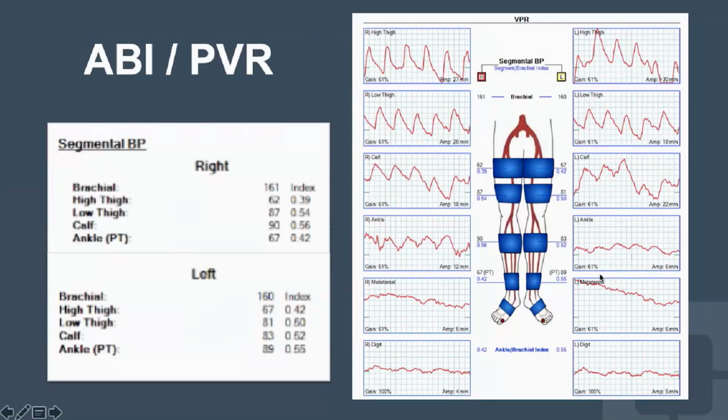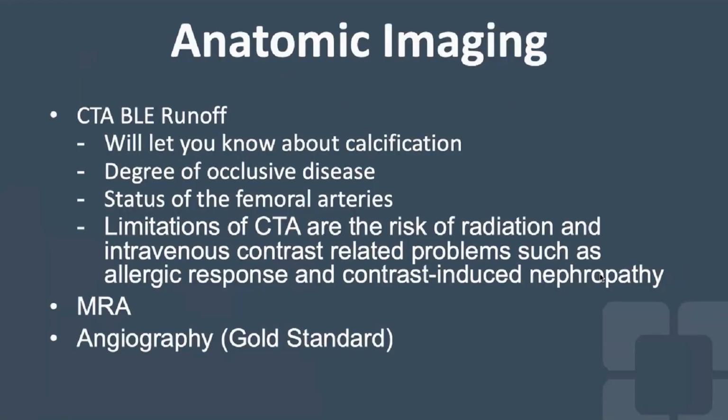It's just an example. So when we move on past the physiologic studies, we can look at anatomic imaging. The next step and my go-to would be a CTA with bilateral lower extremity runoff, or ultrasound would be my next step. But when you're trying to delineate the anatomy, CTA is one of my favorite tools because you can get a 3D idea about these patients' anatomy. It'll let you know about calcification, the degree of occlusive disease, status of the femoral arteries.